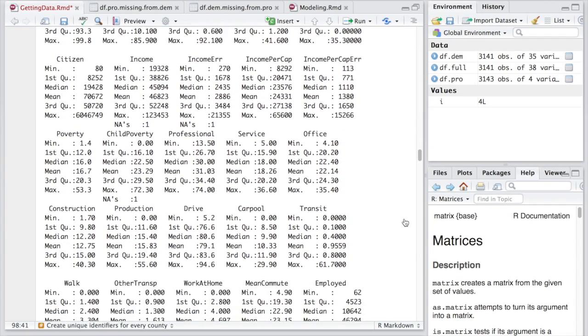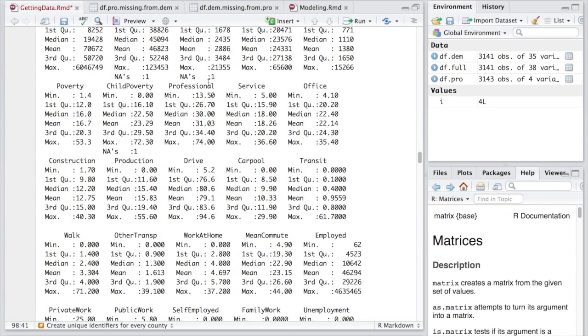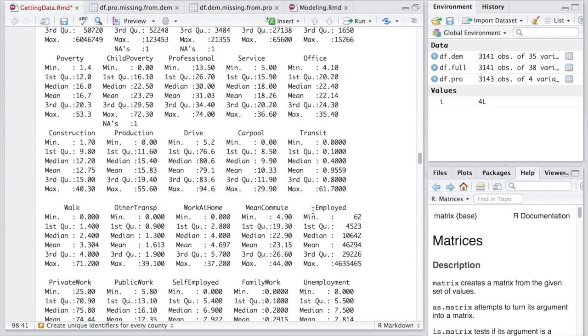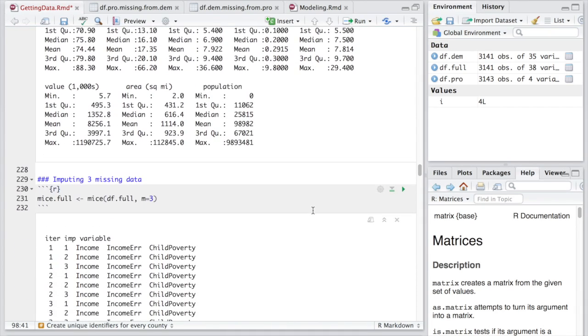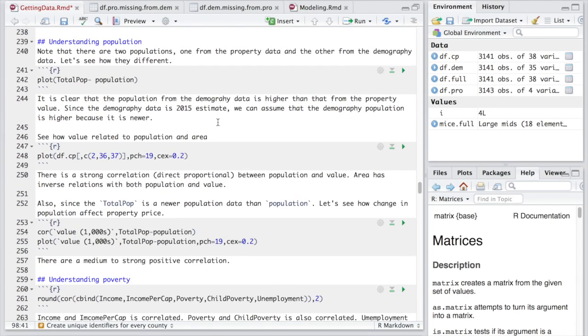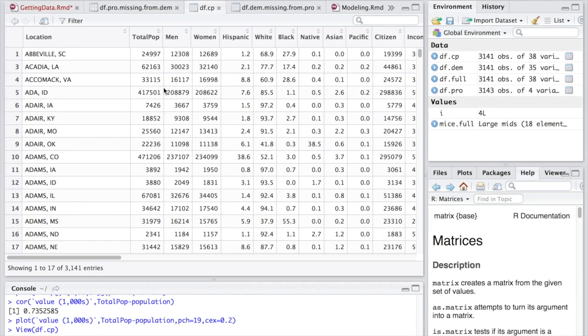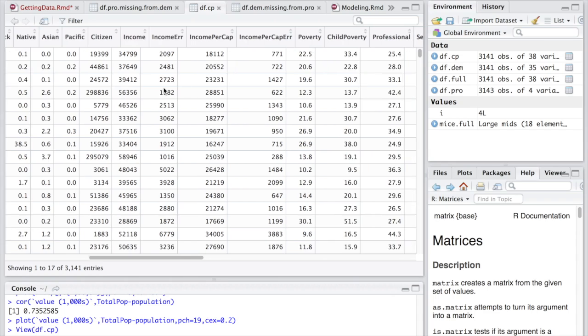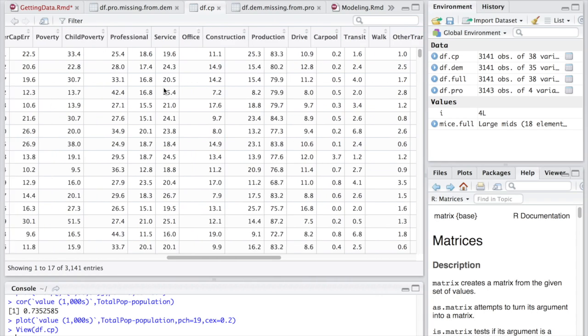There are 3 missing values in this data frame, and since the amount of NA is small, we can impute them. I used the mice package for the imputations, and then saved the imputed data frame. Now, I'll try to understand all the different variables in the datasets.